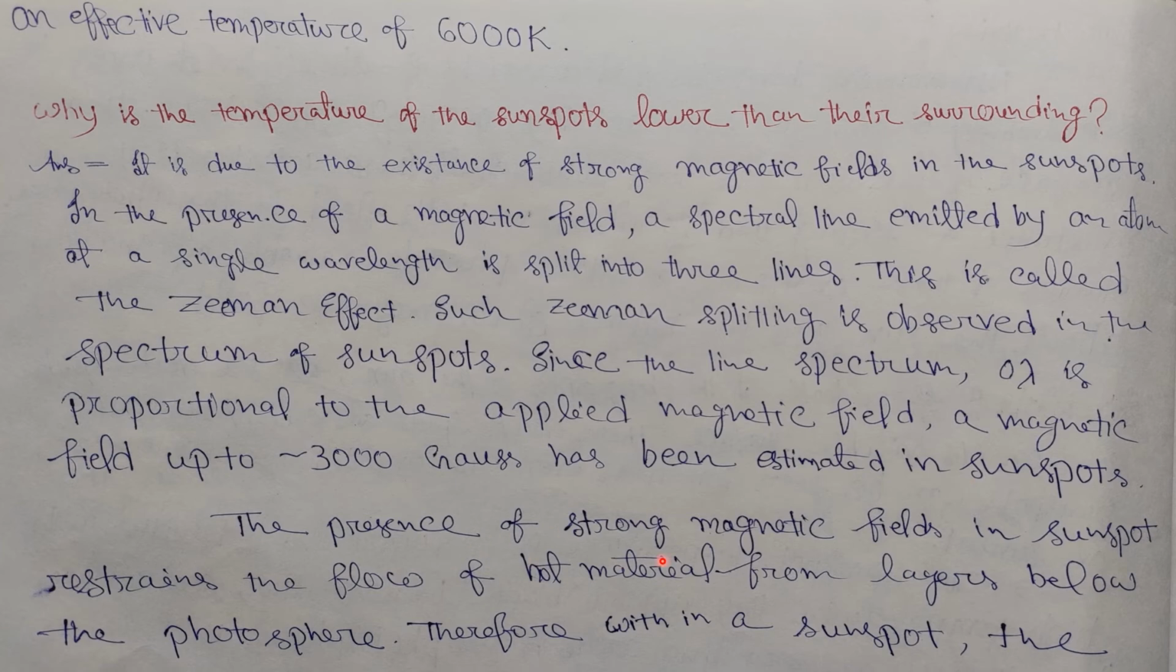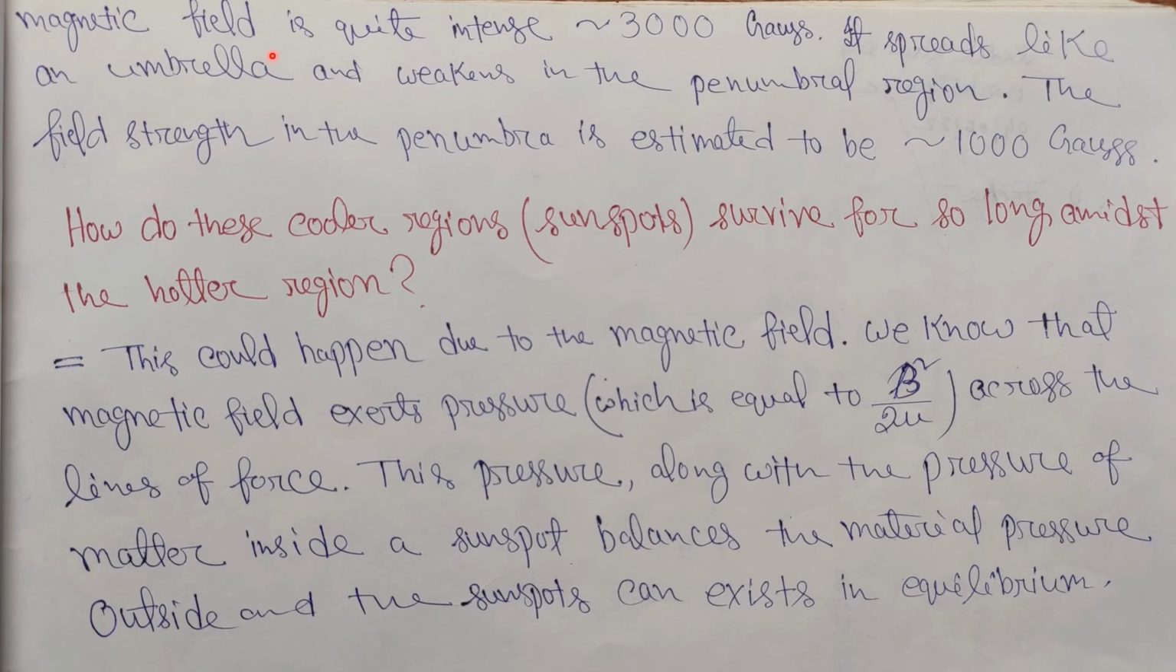The presence of strong magnetic fields in the sunspot restrains the flow of hot material from layers below the photosphere. Therefore, within a sunspot, the magnetic field is quite intense, which is nearly about 3000 Gauss, and the field strength in the penumbra, the outer boundary of the sunspot, is estimated to be about 1000 Gauss.